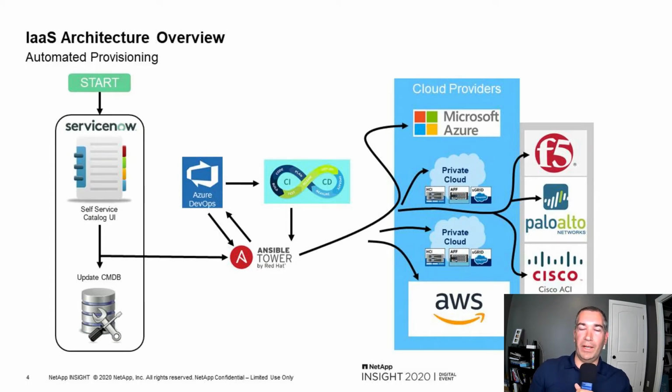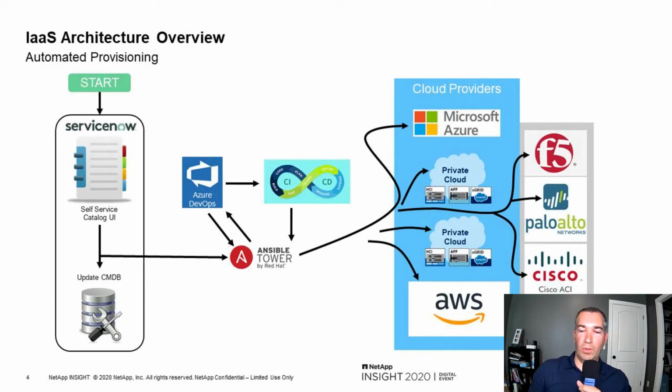ServiceNow will make an API call to our Ansible Tower API, and Ansible Tower will then launch the appropriate workflow playbook to execute the automation. Ansible will in turn talk to a number of cloud providers or third-party infrastructure providers. Currently, we support Amazon as our hyperscaler and maybe Azure a little bit later. On-prem in our private cloud, we're using VMware, so Ansible will talk to all of our virtual centers to provision VMs.